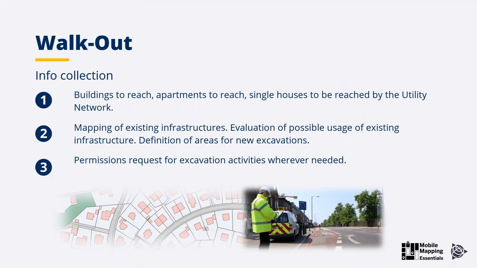Before designing a new network, it is quite important to establish what is available already on site: which buildings have to be reached, which houses, which offices, which services have to be reached with this utility network. It's also important to know what already exists, because it might be the case that some existing sub-services could host the passage of cables for the fiber optic. So it's important to know what's already available on site.